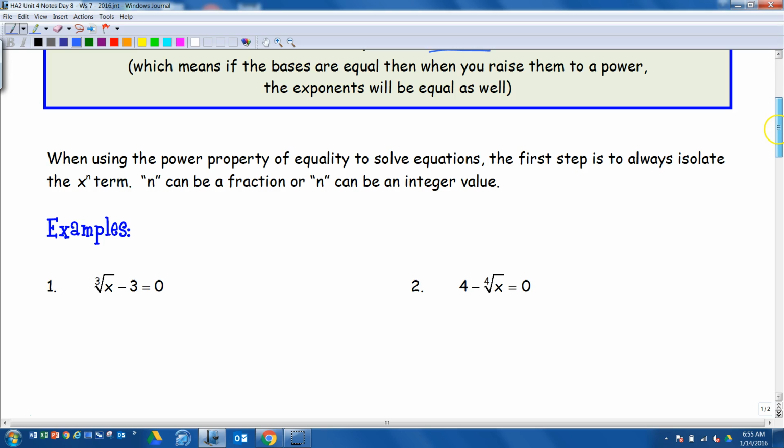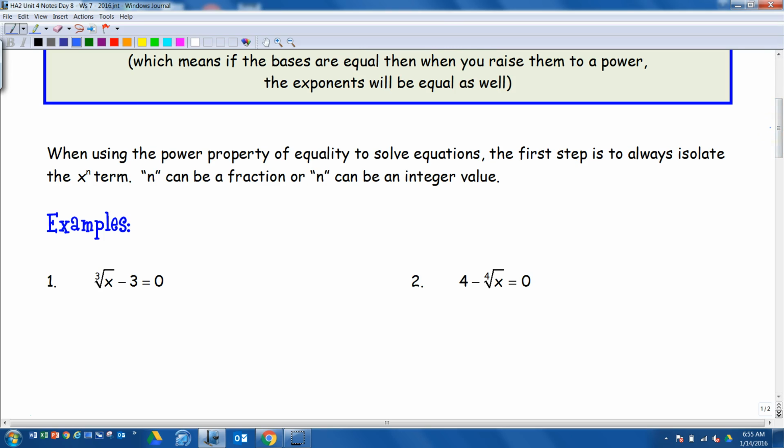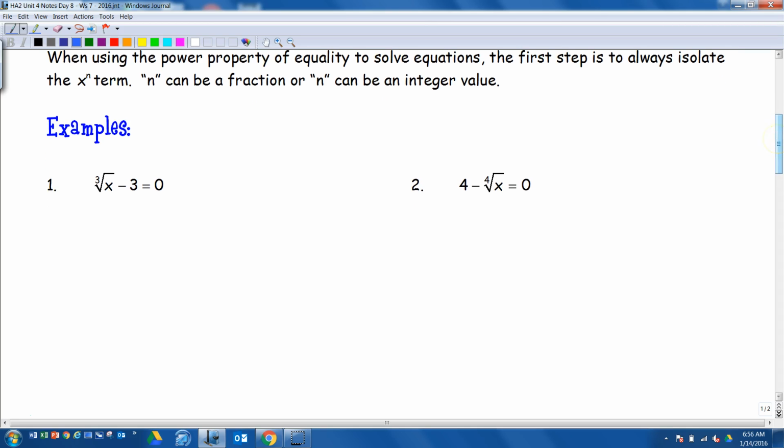So, let's look at some problems. Here's what you got to do. When using the power property of equality to solve equations, you have to isolate the root term, or the power term. N is the fraction or integer value. So for number 1, n is root 3, so it's 1/3, x to the 1/3. So we want to isolate that. So we just move over the 3 by adding 3 over.